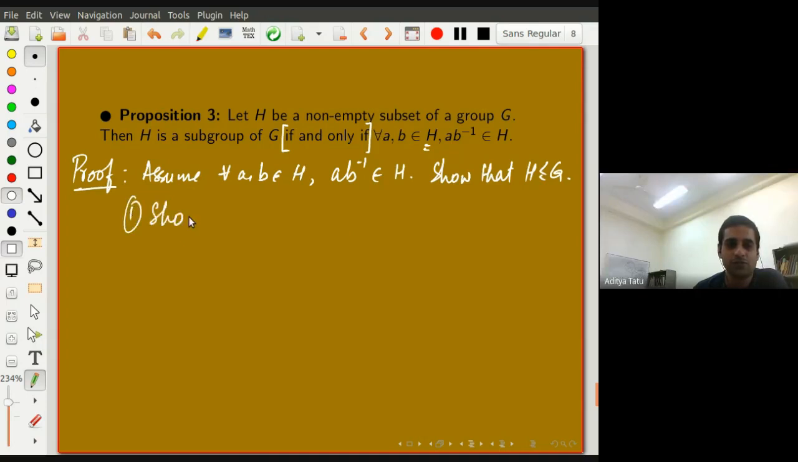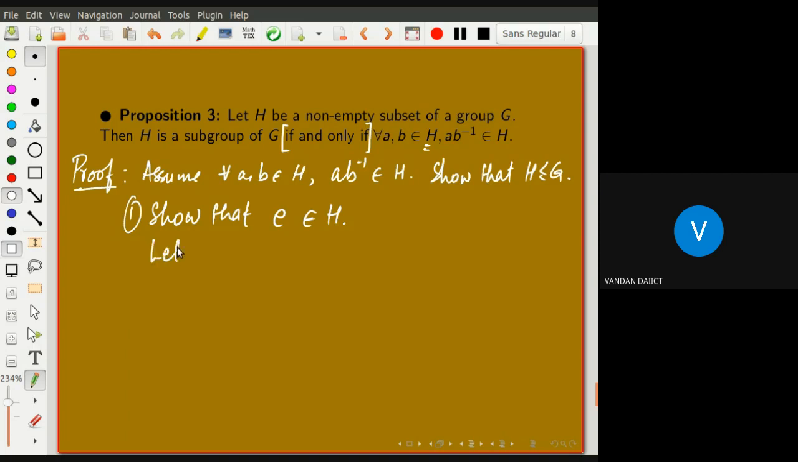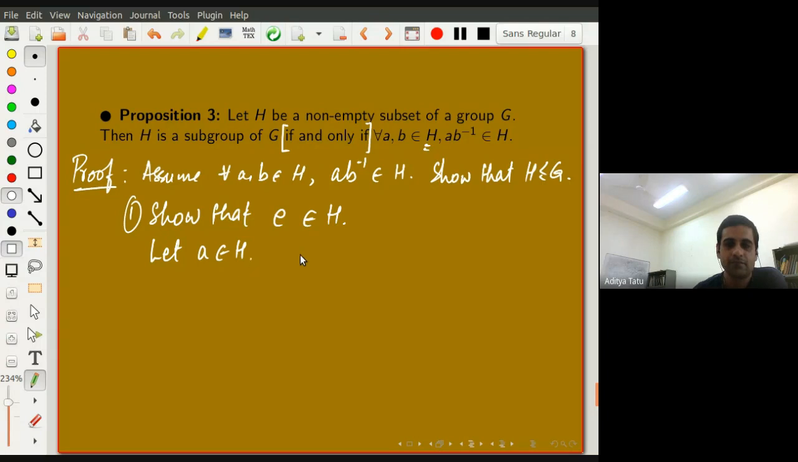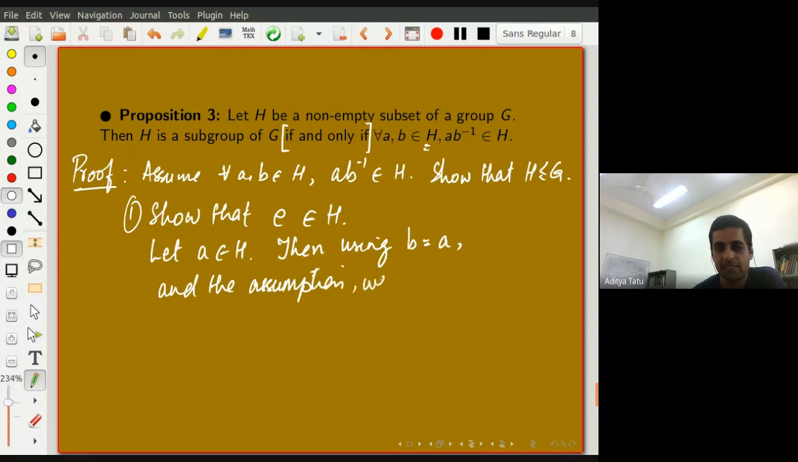We need to first show that E is in H. Cannot assume, right? The statement of the proposition doesn't say whether H has the identity element or not. Okay, so how do you show that? Sir, suppose we have A equal to B. So let A be an element in H. Right? Then, okay, using B equals A and the assumption, we get A into A inverse, which by definition of the group is equal to the identity element, and that belongs to H.